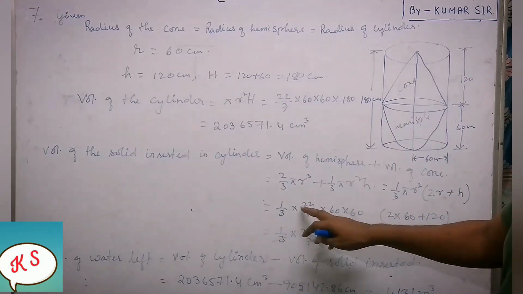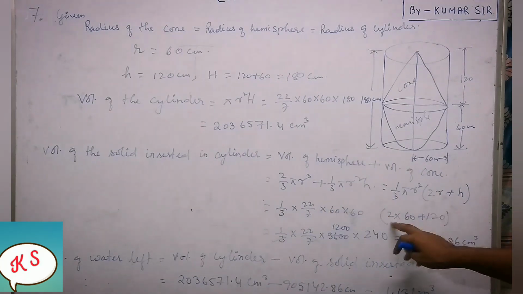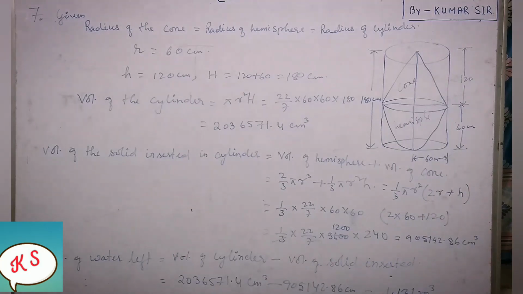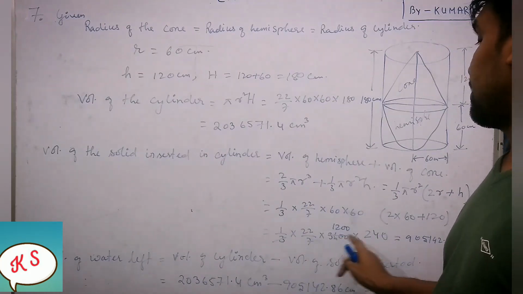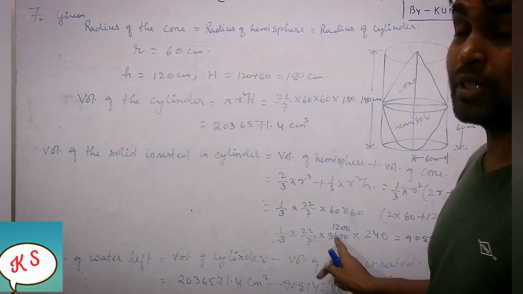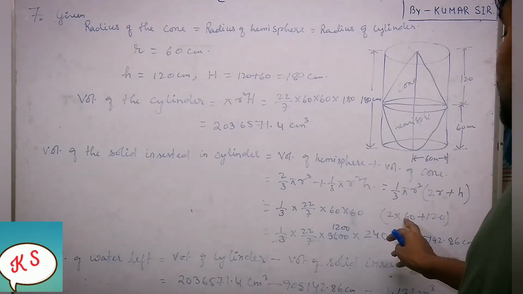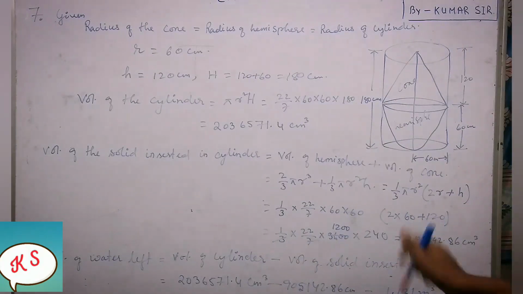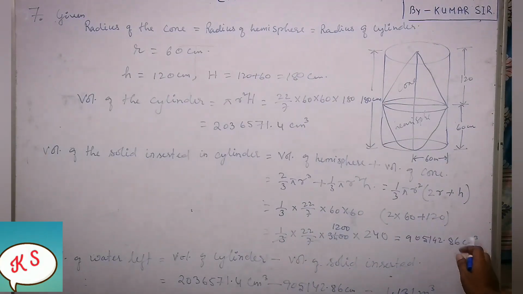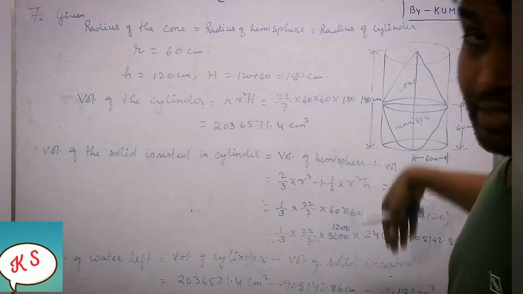Now 1 by 3 pi is 22 by 7, r value is 60 into 60, and then 2 into r, which is 60, plus 120. Now 1 by 3, if you multiply all this, you get 3600, and it can be cancelled with 12; 3 12s are 36. When you add 120 plus 120, that is 240. If you multiply and divide it all, you will get 905142.86 centimeter cube. So now we have the volume of the solid inserted in the cylindrical vessel.